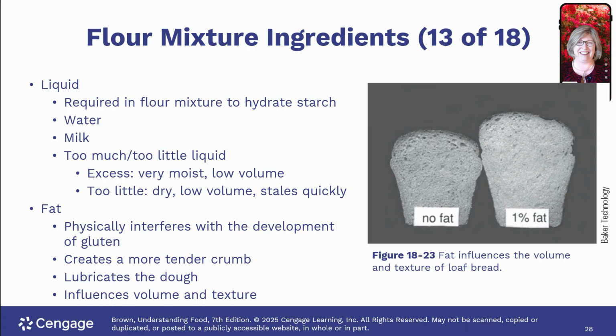Figure 18-23 shows you how fat influences the volume and texture of loaf bread. On the left, there's no fat, that would be fat-free. On the right, 1% fat. And that's, again, pretty dramatic difference. Fat physically interferes with the development of gluten. It creates a more tender crumb because it physically interferes with the development of gluten. It lubricates the dough and influences volume and texture.